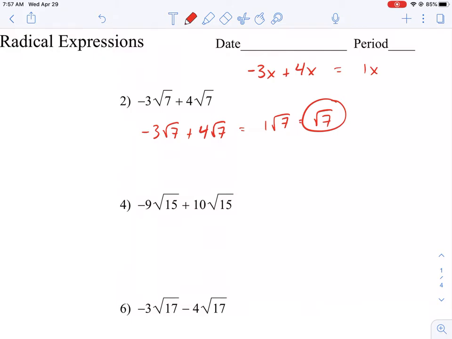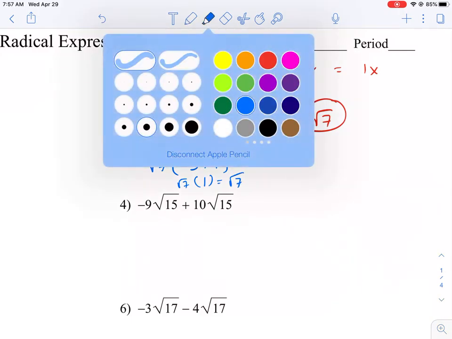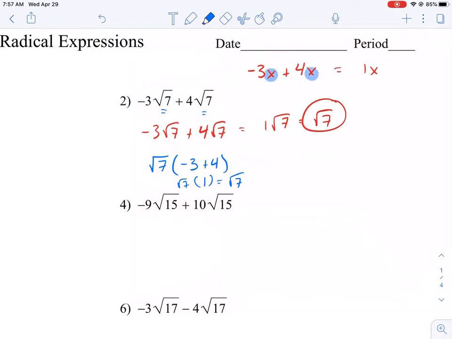Another way to demonstrate this is because there's a square root of 7 in both terms, you can factor that out, and then in parentheses you're left with negative 3 plus 4. So that's the same thing as 1 times radical 7, radical 7. So there's two different ways to think about it. I personally prefer the first way I described because it's kind of like what you've been doing with like terms. If we had something like negative 3y plus 4x, you can't combine them because they are not like terms. It'd be the same thing if we had negative 3 radical 3 plus 4 radical 7. Notice how they're not like terms, so we can't combine them.